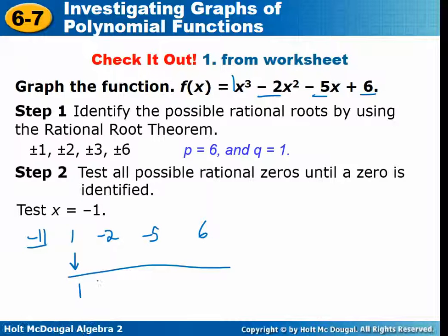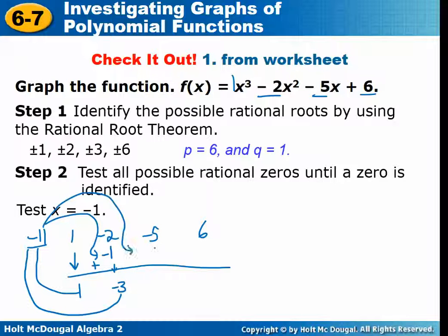All right, now we start multiplying. 1 times -1 is -1. That answer goes here under the -2. Then we add these together. -2 plus -1 is -3, and we drop that answer down to the bottom. Now we multiply again. -3 times -1 is a +3, and that answer goes right here. And then we add these. -5 plus 3 is -2.